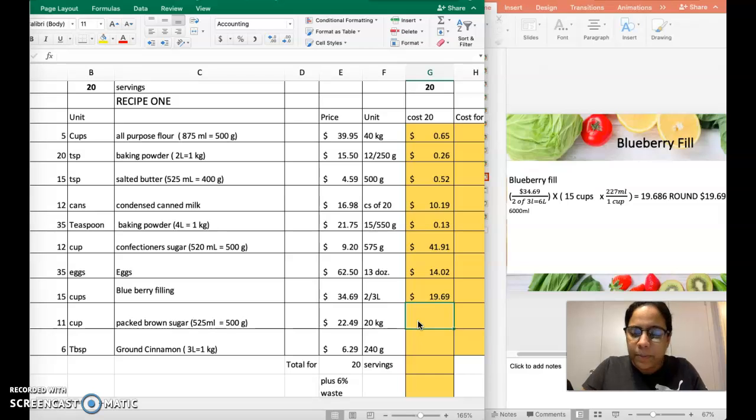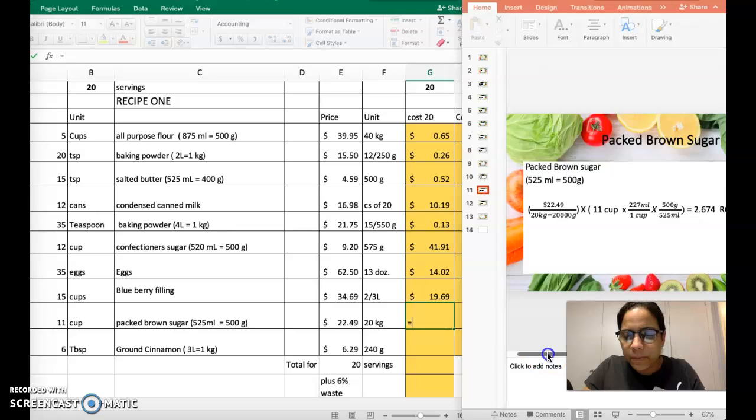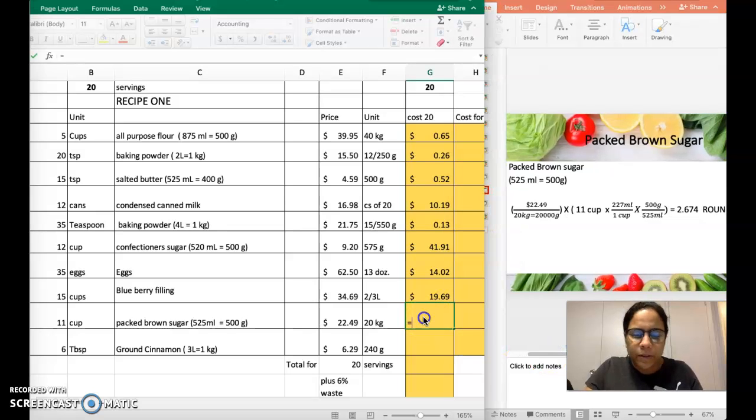Okay, the next is packed brown sugar. Sorry about this. Okay, let's go. Open bracket, the price divided by 20 kilograms, which is 20,000 grams.